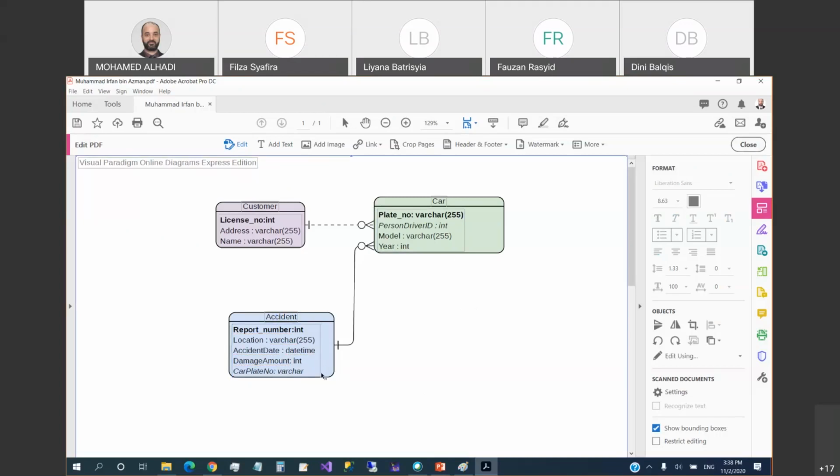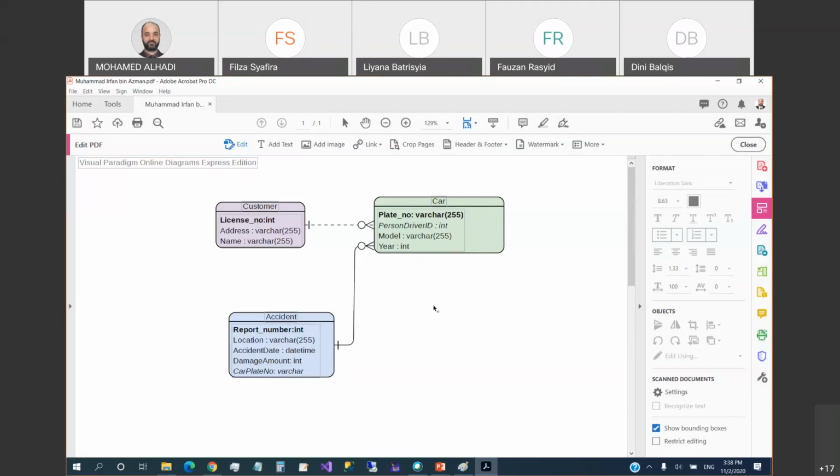If this is the case, that means the car could have multiple accidents. So this side is many, and this side is only one. Optional one or mandatory one? Yeah, mandatory one. Actually, this scenario, this design is totally wrong. I mean, the relation between the car and accident is totally wrong.